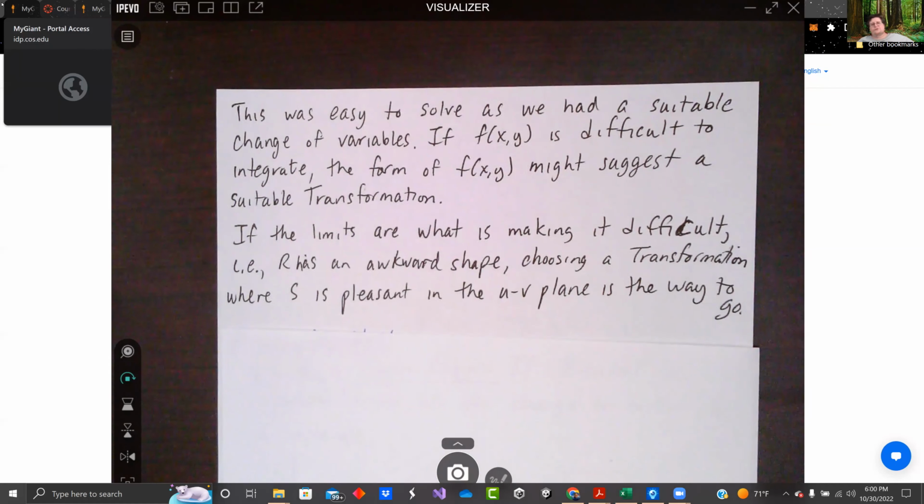So this was an easy to solve problem. We had a suitable change of variables. The original problem wasn't too bad. It was pretty easy once we switched. If f of x, y is difficult to integrate, the form of f might suggest a suitable transformation, like polar or something of that nature. If the limits are what's difficult, like it's a screwed up looking shape, choosing a transform where it makes the limits nice might be the way to go.